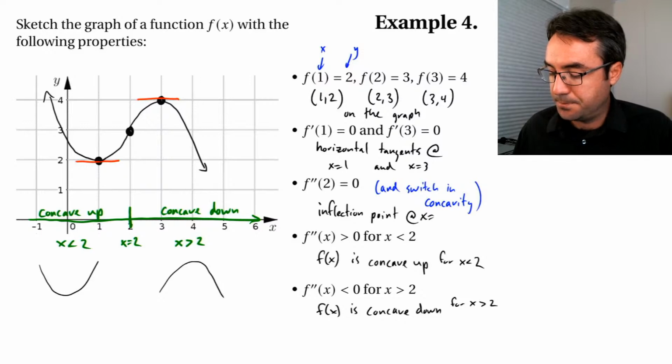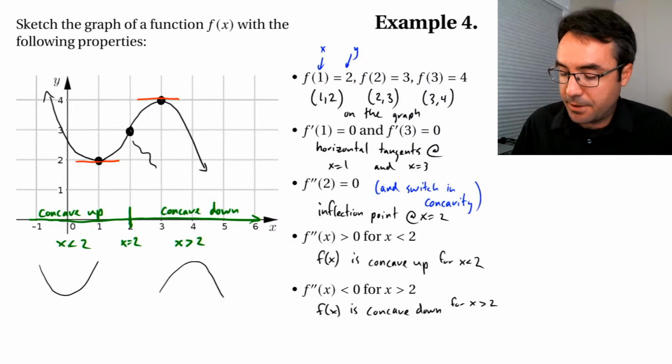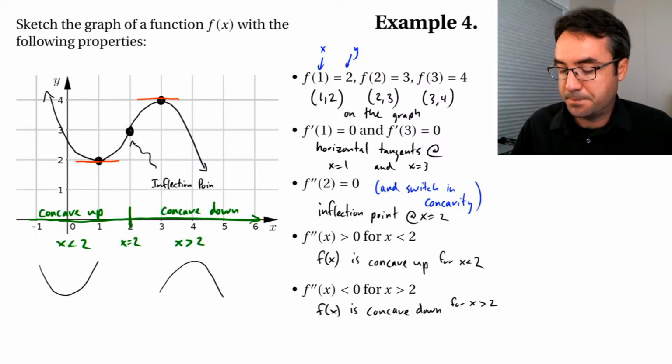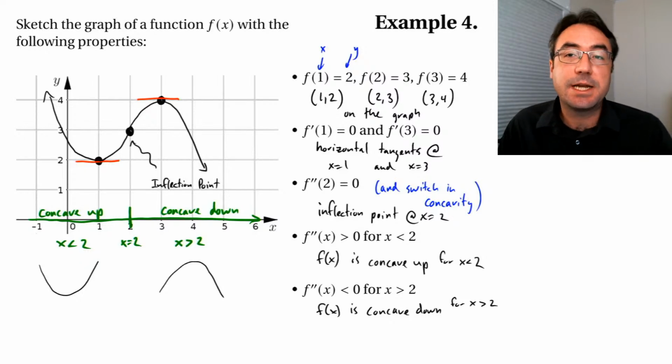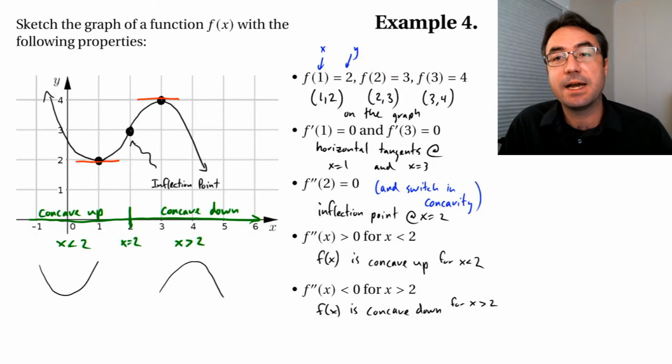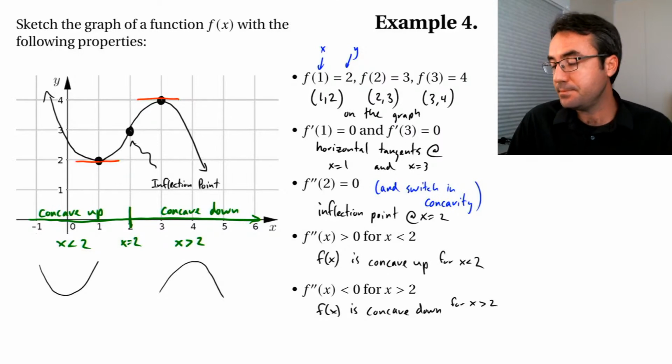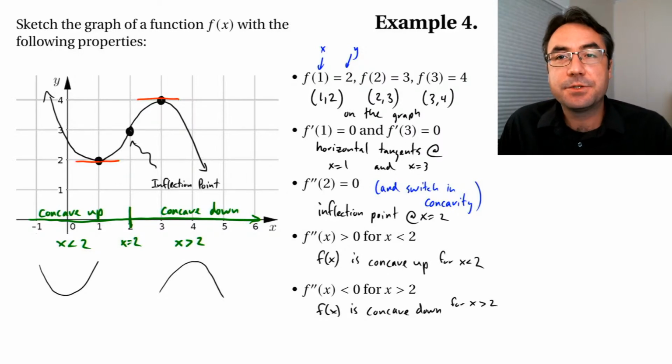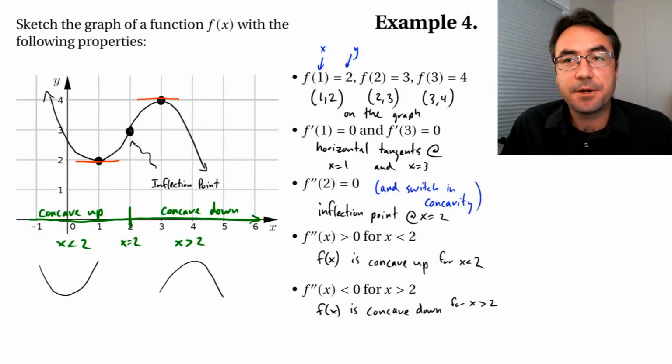At x equals 2, this point here is an inflection point on our graph. So we have a change in concavity at that point. It goes from concave up on the left to concave down on the right. Now there's a few other things we might notice here.